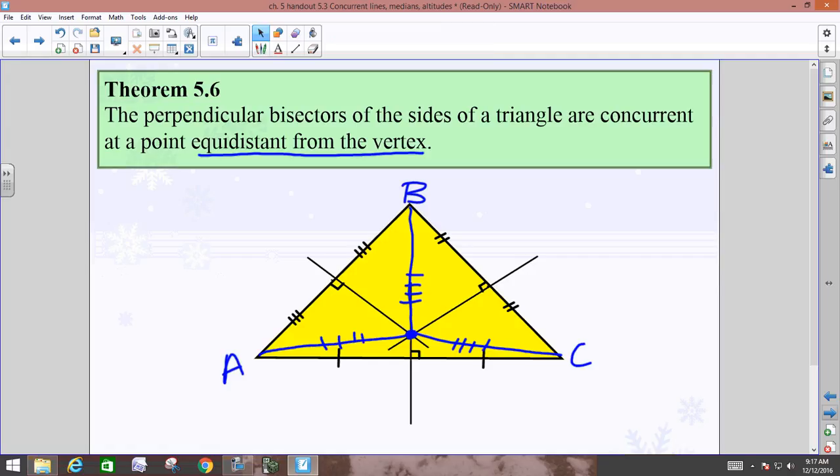Yes. So the point of concurrency of the perpendicular bisectors is equidistant to each vertex, or to each angle. And that's your theorem 5-6. I don't know if you want to draw a little sketch next to it or something. Perpendicular bisectors are concurrent at a point that's equidistant from each vertex.